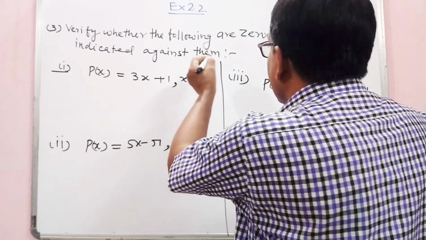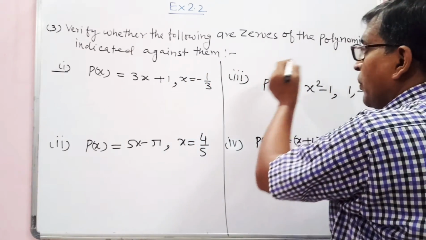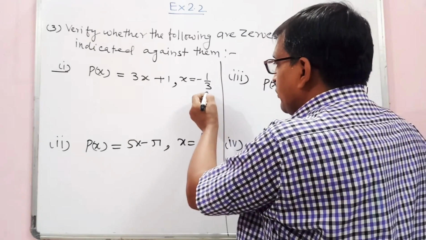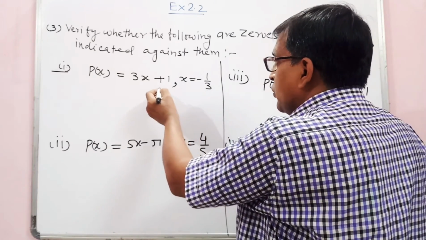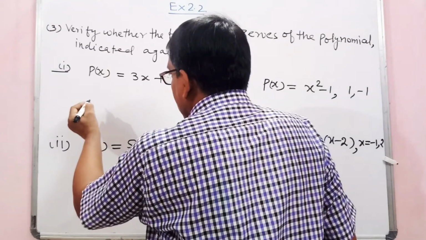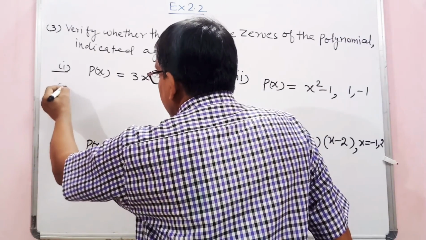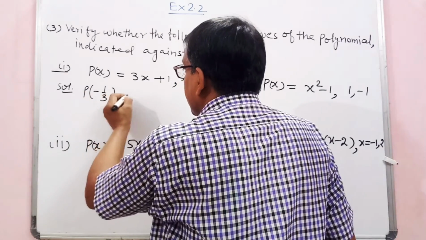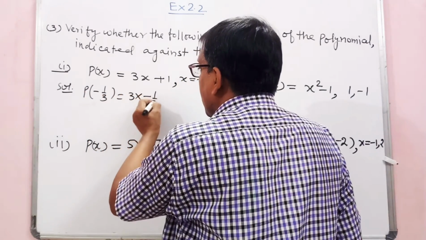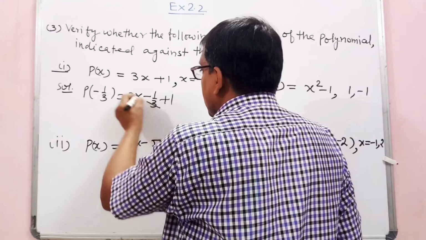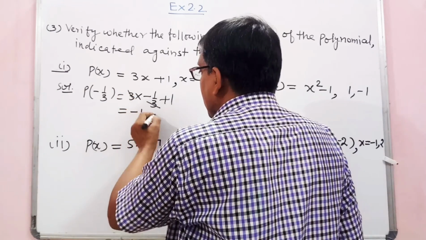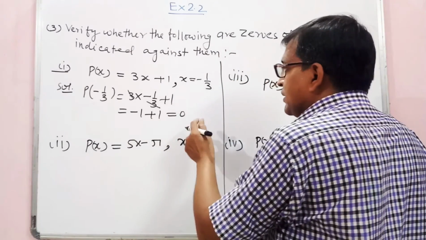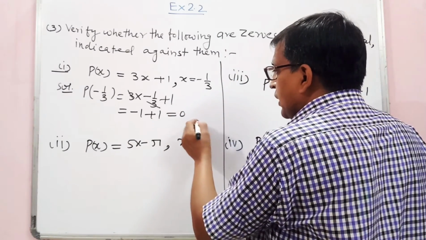Now you see the question number 3. Verify whether the following are zeros of the polynomial, indicate against them. Check x equal minus 1 by 3 is zero or not. Then first we put the x value here. X value minus 1 by 3. 3 into minus 1 by 3 plus 1. 3 cancels. Minus 1 plus 1 equals 0. Then if answer is coming 0, then you say that yes.